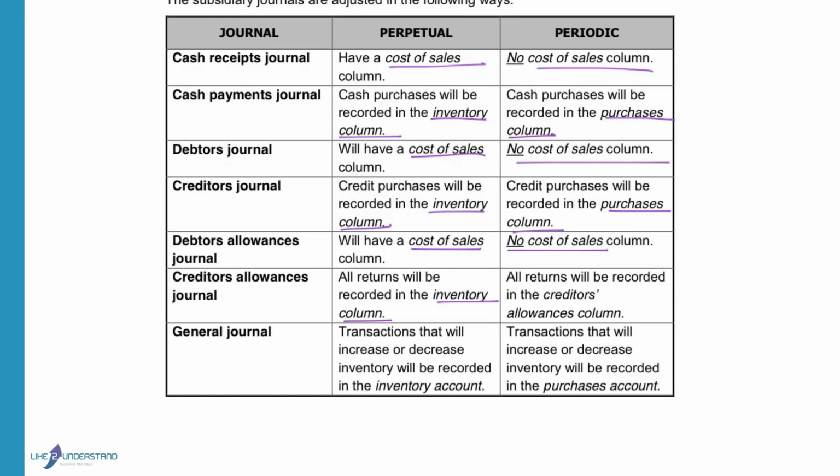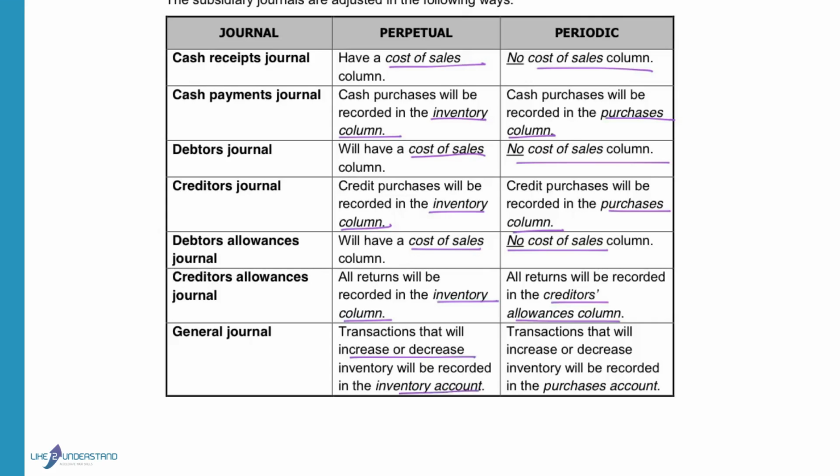In the periodic system, you are not allowed to write in the inventory account during the year, and you don't use a cost of sales account. Therefore, all purchases will be recorded in the purchases column, and returns to creditors will be recorded in the creditors allowances column. In the general journal, transactions that will increase or decrease inventory will be recorded in the inventory account.